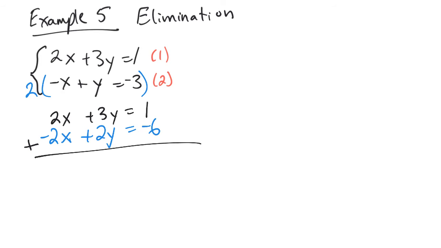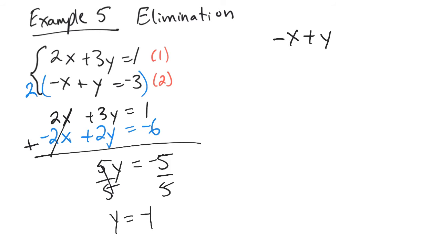2x plus negative 2x just cancels. 3y plus 2y equals 5y. 1 plus negative 6 equals negative 5. So y equals negative 1. Now we're going to take that y equals negative 1 and plug it into either equation, the first or the second. I'm going to go with the second one.